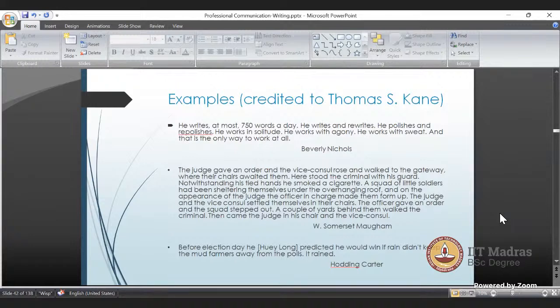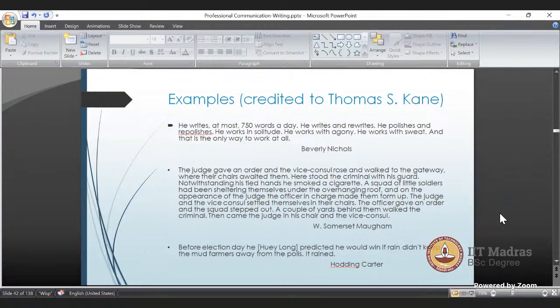Now look at this. He writes at most 750 words a day. He writes and rewrites. He polishes and repolishes. He works in solitude. He works with agony. He works with sweat. And that is the only way to work it out. All of them are a bunch of short sentences, all of them with one single idea. Again, keep this in mind. This is an example from creative writing, not strictly from professional writing. In professional writing, you won't see anything written like this.